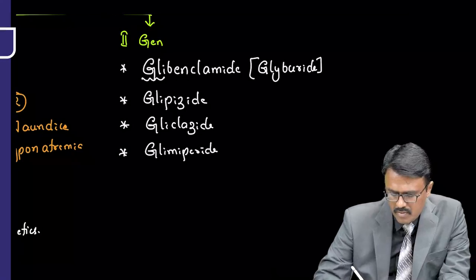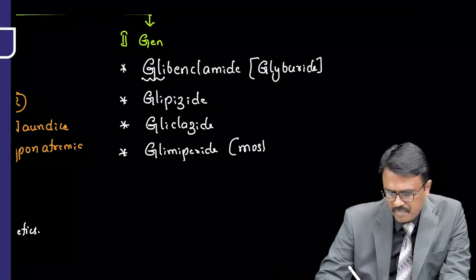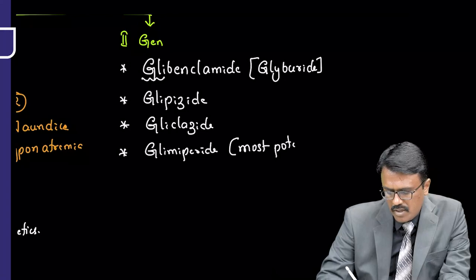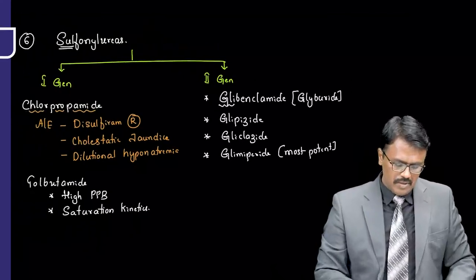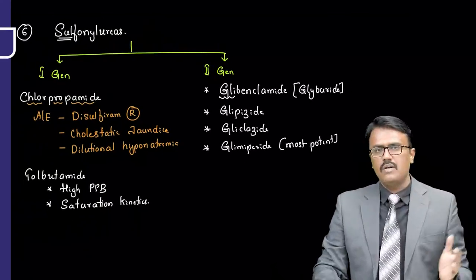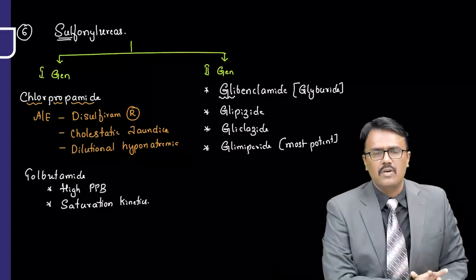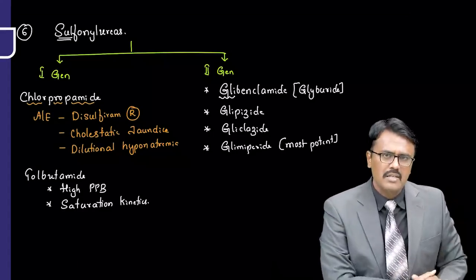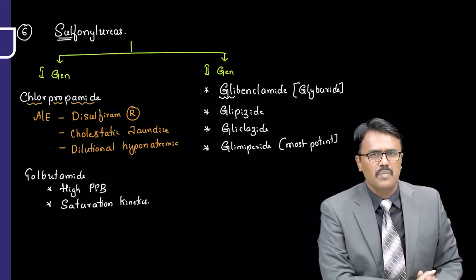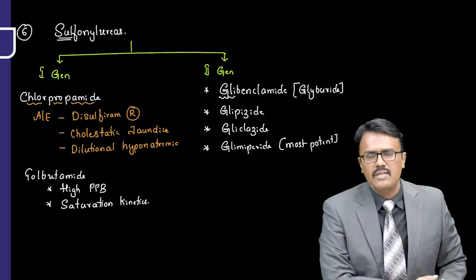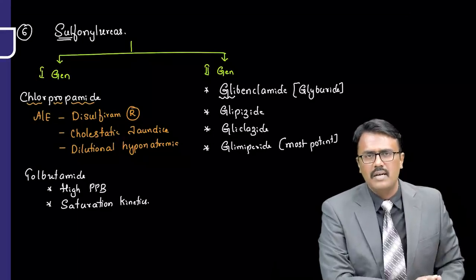Now glimepiride is the most potent. What do you mean by most potent? Obviously it is used at a lesser dose. So sulfonylureas, we have two generations. The older ones are not used nowadays. Chlorpropamide is one of the longest acting sulfonylureas, and it has some adverse effects. Tolbutamide, no. What we are using now is all starting with gli: glimepiride, glibenclamide, glipizide, and gliclazide.